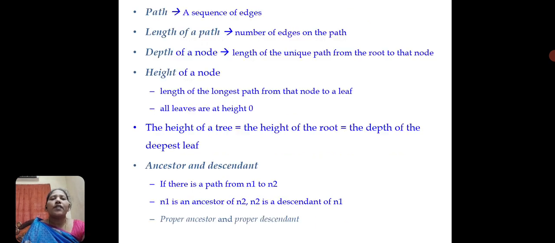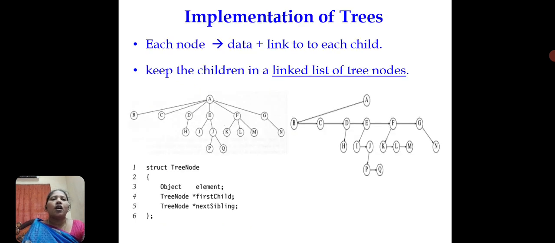So these are all the various terms you must be familiar with in the chapter on trees. Next we'll see how you can implement trees. Trees can be implemented in the first child next sibling implementation. Each node will have data, along with the edge that connects the root node to the child. All the children can be represented in a linked list of tree nodes.